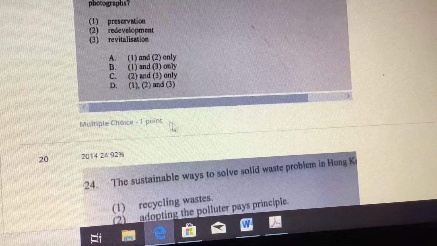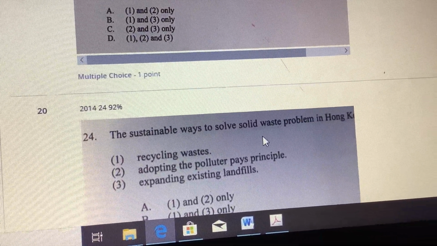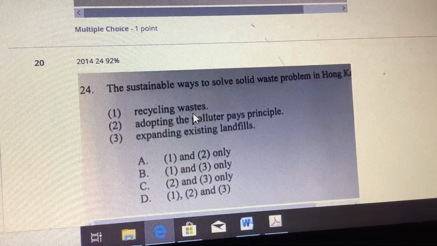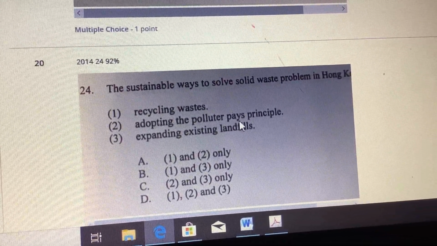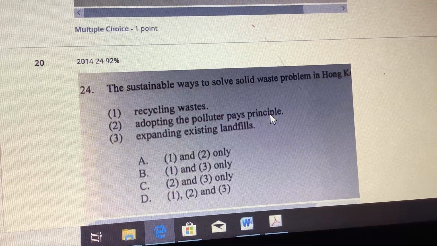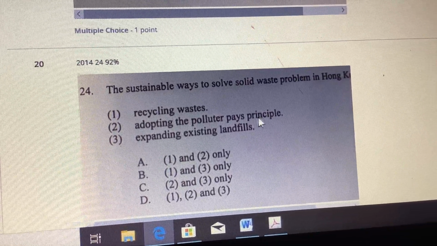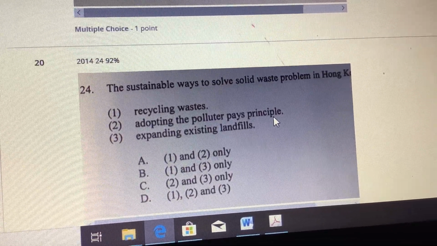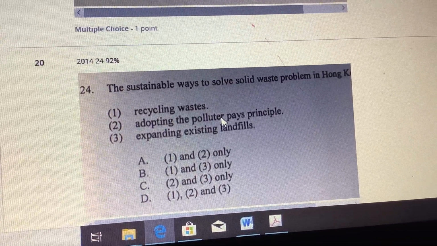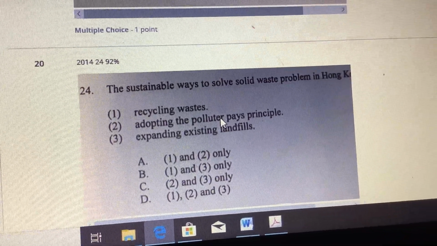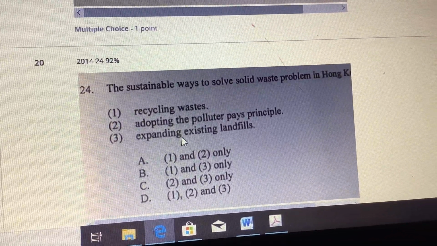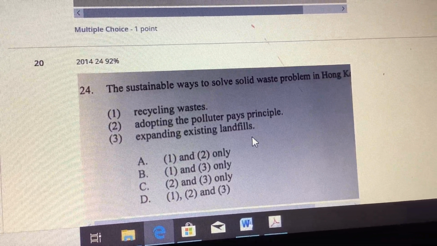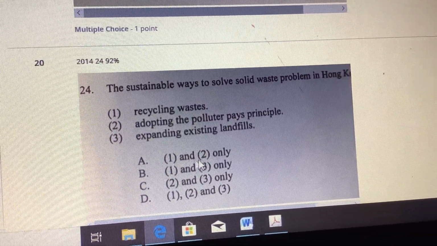B. Okay. And then this one, the sustainable way to solve the solid waste problem in Hong Kong: recycling waste, okay, and adopting the polluter pays principle, okay. Just like the plastic bag tax nowadays, which can help to reduce the production of plastic bags without a great disturbance of the environment. Number 1 and 2 is correct. How about this? Expanding existing landfill, is it sustainable? I don't think so. So number 1 and 2, A.